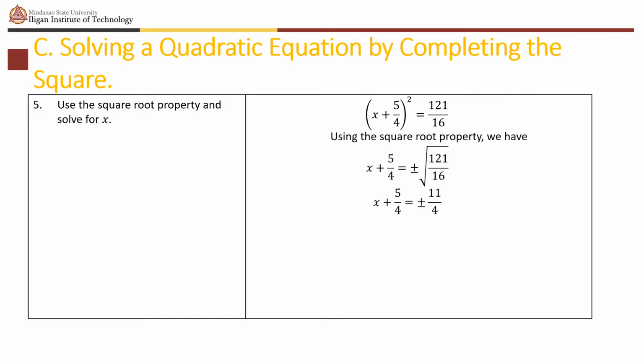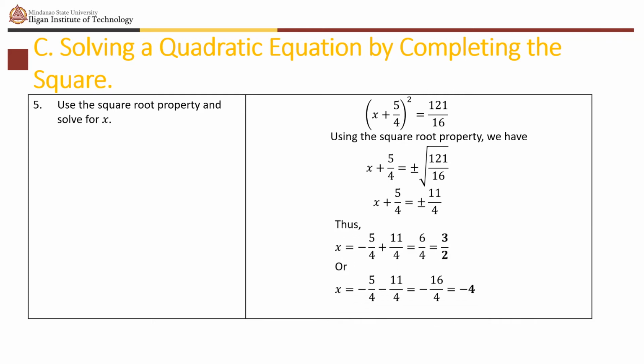From there, you now can take the square root using the square root property and solve for x. So you have x plus 5 over 4 equals plus or minus the square root of 121 over 16. The square root of 121 is 11, and the square root of 16 is 4. So you have plus or minus 11 over 4.